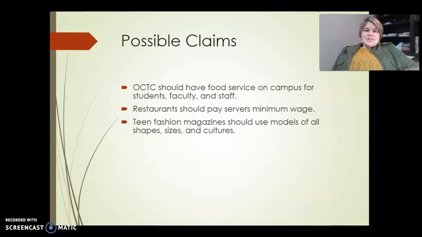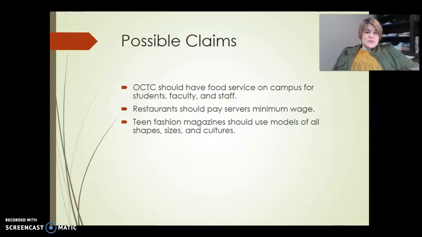You are going to be limited to first person research, primary experience. So that means you're not going to be able to use Google or the databases. You can use your own personal experience, and you may interview someone who has some sort of expertise on the topic. So for example, with these 3 claims, OCTC should have food service on campus for students, faculty, and staff. As a faculty member here, I could write about that. I could use my personal experience, and then I could interview students.